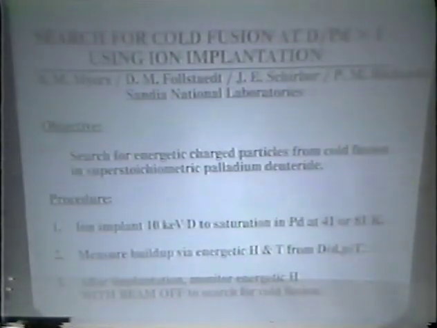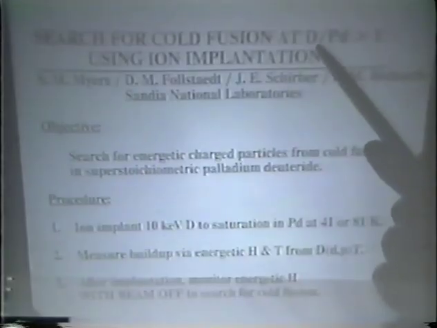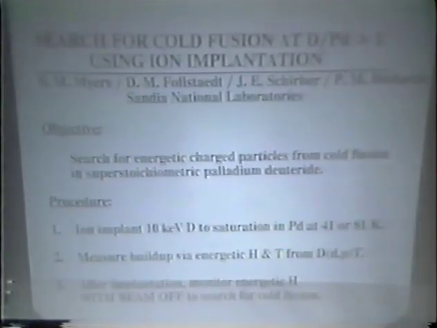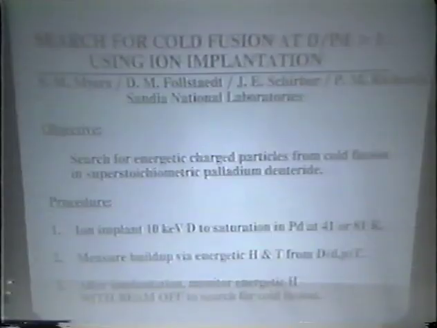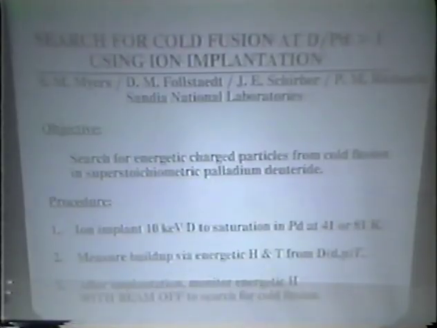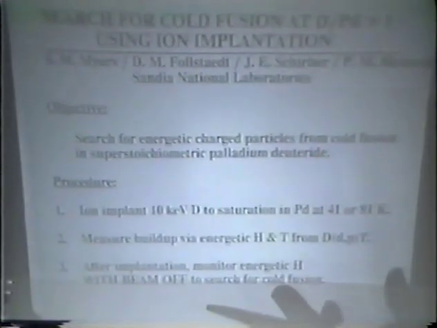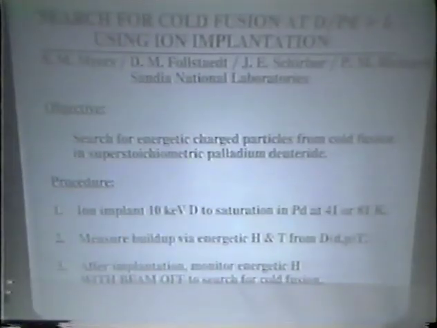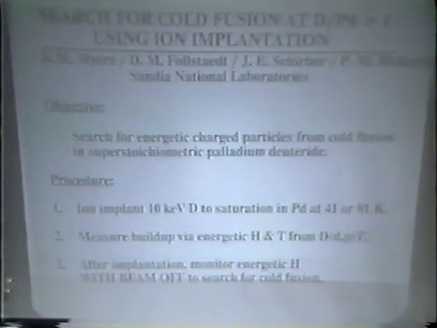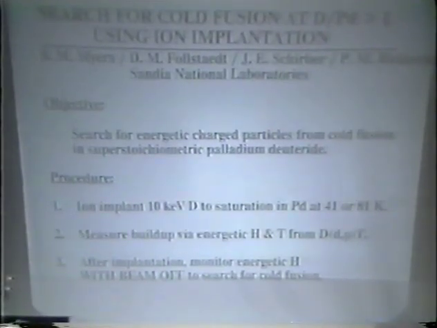They found that if you implant to saturation at low temperatures, the key being that the deuterium diffusivity is very small, so it isn't mobile once you inject it into the lattice, one reaches atom ratios of about 1.3 to 1. So our experiment basically consisted of performing low temperature implantations to achieve these high stoichiometries, and then using a charged particle detector to look for the energetic particles from DD nuclear reactions.